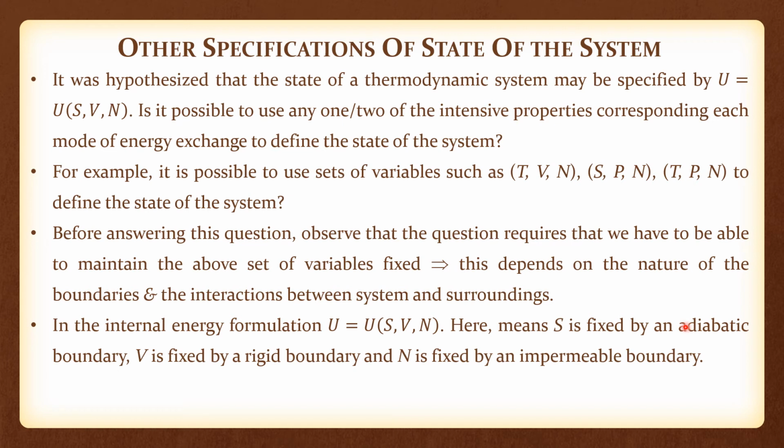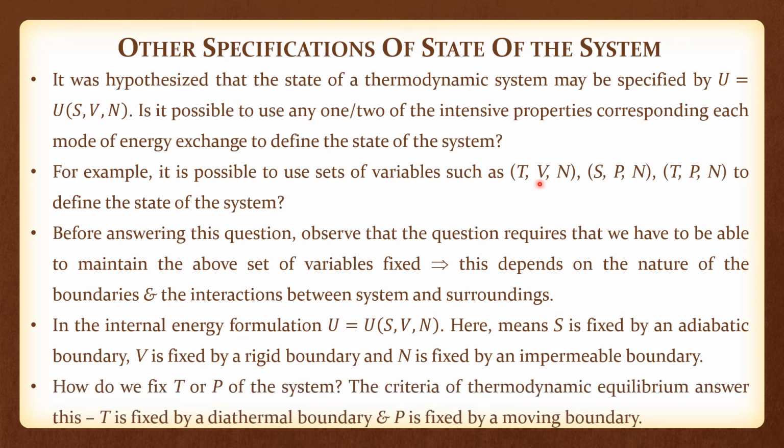When there is an adiabatic boundary, there is no heat exchange. Therefore, dS is 0, S is constant. If there is a rigid boundary, dV is 0, V is constant. If you have an impermeable boundary, dN is 0, N is constant. This is how we fixed these three independent variables, and we hypothesized as a starting point that the macroscopic state of a thermodynamic system is characterized by some energy. We called that internal energy. That was the name that we gave.